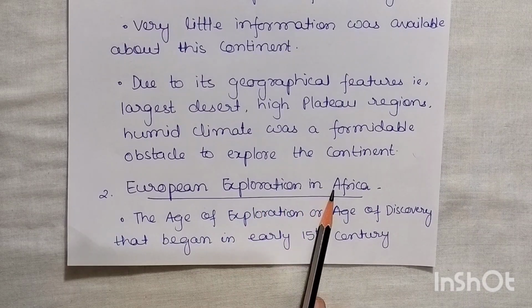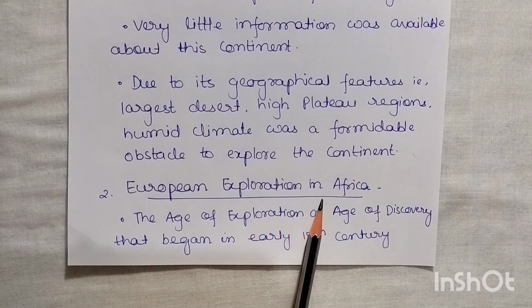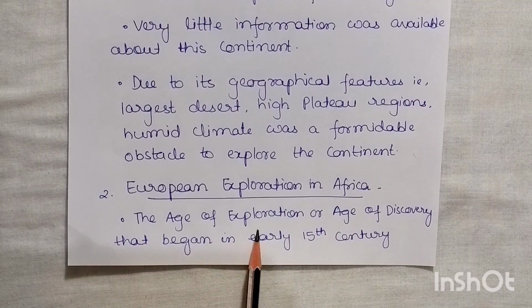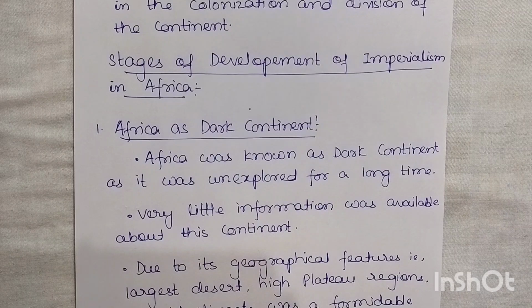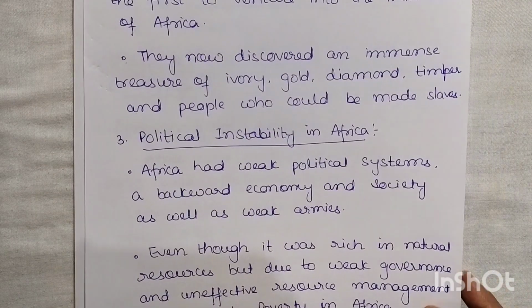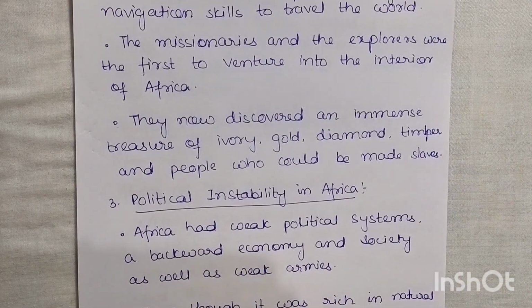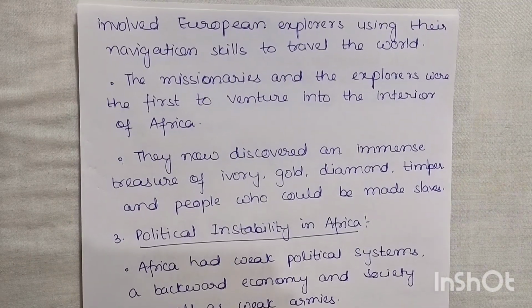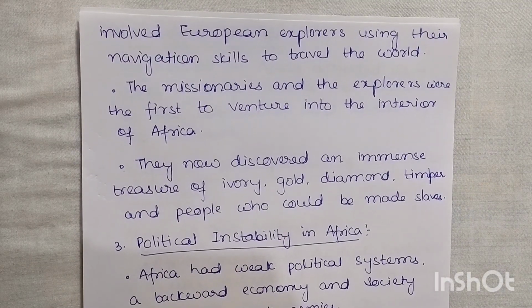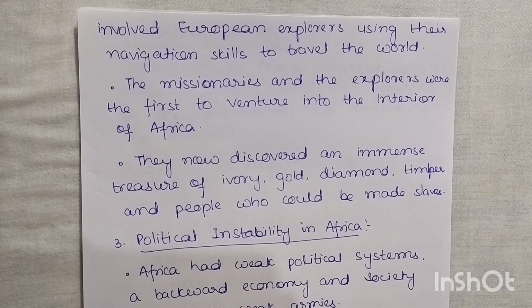So now Europeans came to Africa. They explored, and via sea routes they used to come to Africa. Now they landed in Africa and they came to know about Africa. So the age of exploration or age of discovery that began in the early 15th century involved European explorers using their navigation skills to travel the world. Okay, so the European explorers are very good in their navigation skills. It means they know where they are, where they have come from and where they need to go, right, in the sea. So due to their navigation skills, they are traveling the world.